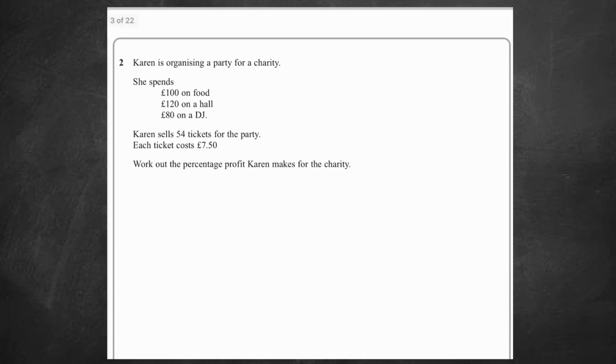Question number 2. Karen is organising a party for charity. She spends £100 on food, £120 on a hall, £80 on a DJ. She sells 54 tickets, each cost £7.50. Work out the percentage profit Karen makes for the charity.